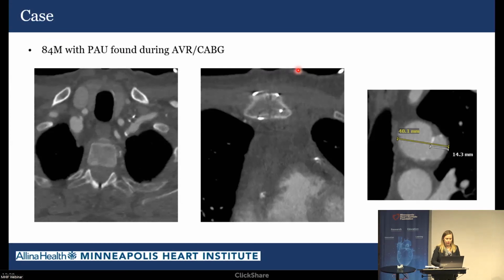So we had an 84-year-old male who presented to our service after undergoing an aortic valve replacement and coronary artery bypass grafting and was found to have an incidental penetrating aortic ulcer. Imaging demonstrated a penetrating aortic ulcer measuring about 14 millimeters just distal to the left subclavian artery with an aortic diameter at that place around 40 millimeters. You'll see on the CT scan here that there is some mild atherosclerotic disease burden in the aorta as well.